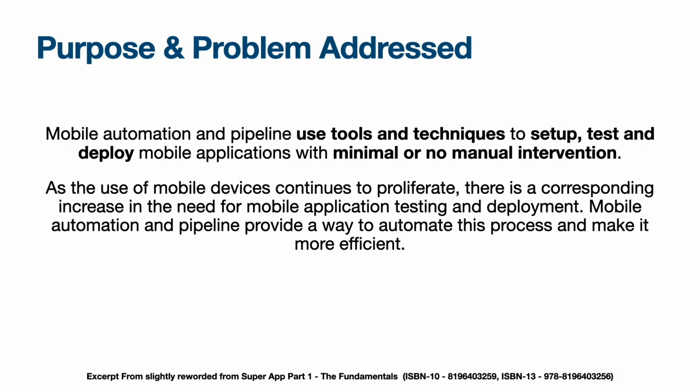Extending to the previous, mobile automation and pipeline uses tools and techniques to set up, test, and deploy mobile applications with minimal or no manual intervention. The problem addressed by mobile automation is to contain the increase in need of mobile application testing and deployment strategy as the number of mobile application development projects are increasing. This also provides a way to make the process much more efficient.